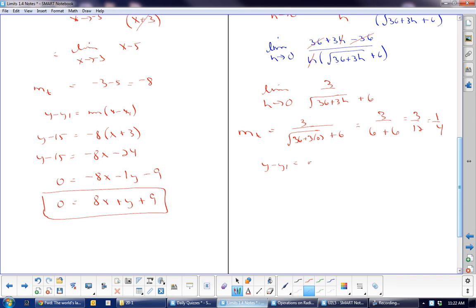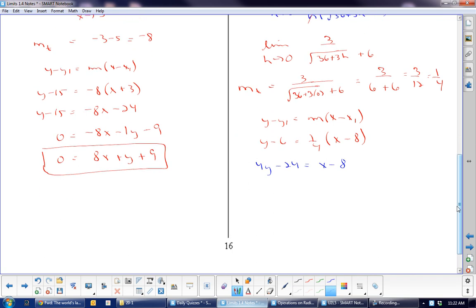So y minus y1 equals m times x minus x1, y minus 6 equals 1/4 times x minus 8. Okay, you can multiply everybody by 4 now if you want. It should give you 4y minus 24 equals x minus 8. Okay, and let's get it all on the right. 0 equals x minus 4y and the negative 24 becomes positive 24 plus 16.